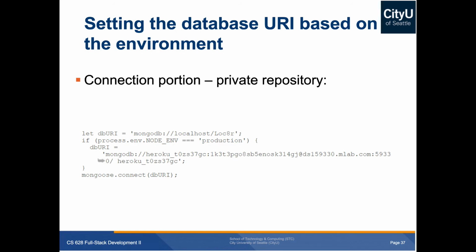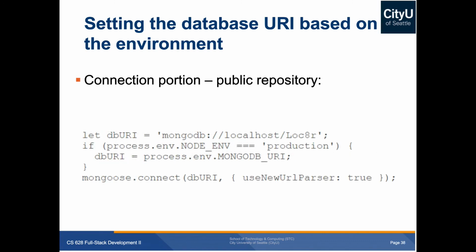Connection portion, private repositories. The if statements denote that if the NODE_ENV is production, meaning it senses that it's for production, then it will use this Heroku MongoDB URL. In this case, if you use MongoDB Atlas, that's going to be a MongoDB Atlas URI. Or if it's local, you would see localhost MongoDB. The DB URI is just a variable, so you can just add that there.